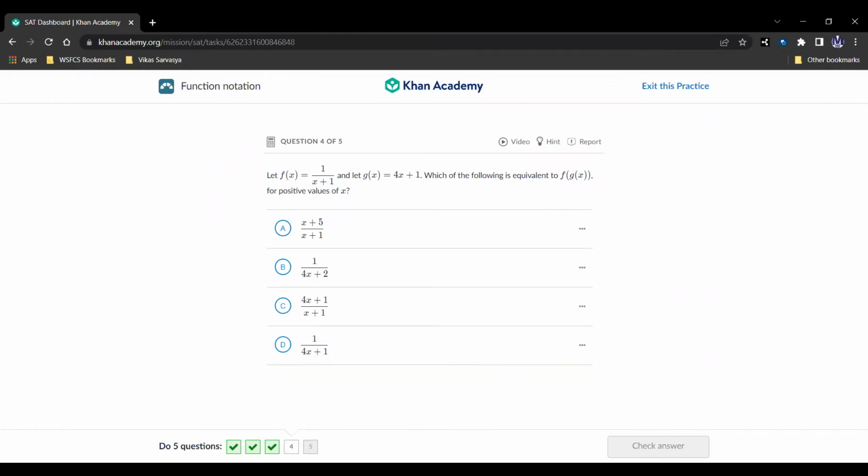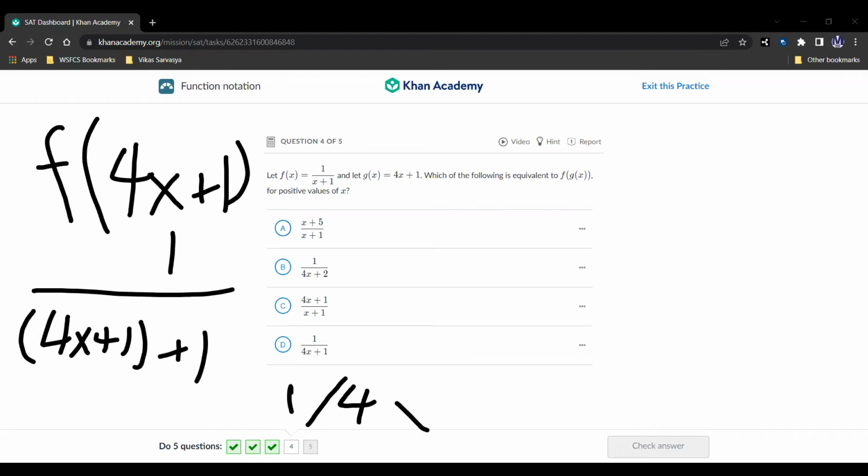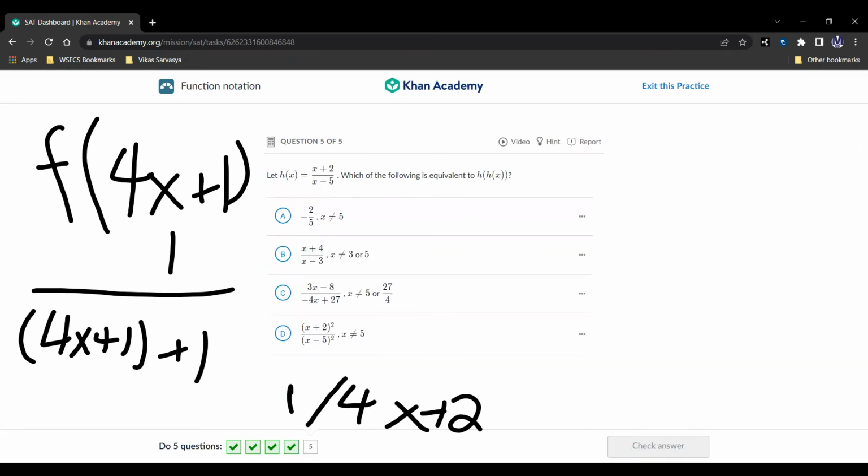All right. Let f of x equal 1 over x plus 1, and let g of x equal 4x plus 1, which of the following is equivalent to f of g of x. So we're going to have f of 4x plus 1, which is going to be 1 over 4x plus 1, with the 1 added on. So 1 over 4x plus 2, and that's going to be answer choice B. And let's move on to the next question.